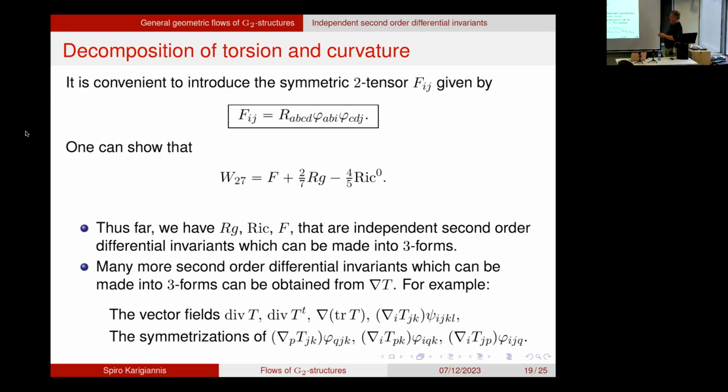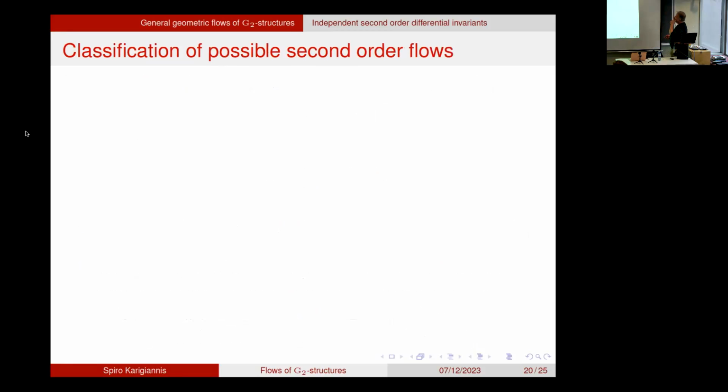And here I'm not going to list them all because there's a whole bunch of them. But for example, you can take the divergence of the torsion, that's a vector field. You can take the divergence of the transpose of the torsion, which just means take the divergence on the last index instead of on the first. You can take the gradient of the trace of T. You can take nabla T and contract it with a 4 form on 3 indices. That's a vector field. You can contract nabla T with phi on 2 pairs of indices in 3 different ways, and then take the symmetrization of that. These are symmetric 2 tensors, and these are vector fields. So all of these could be second order differential invariants. So they're not all independent.